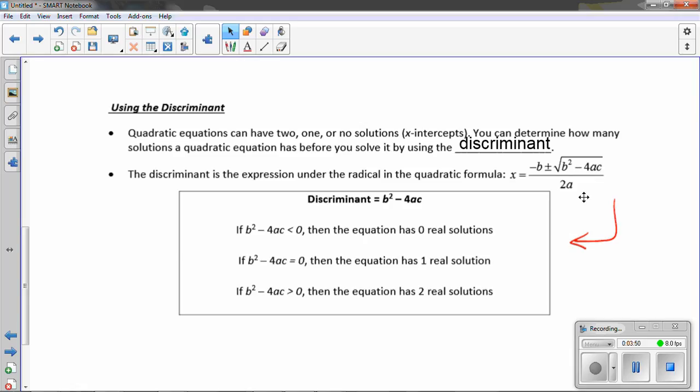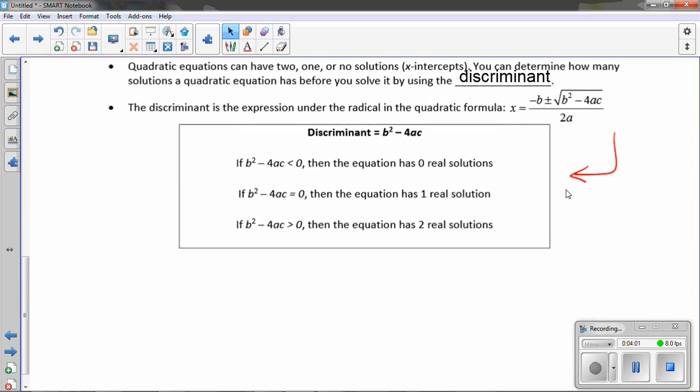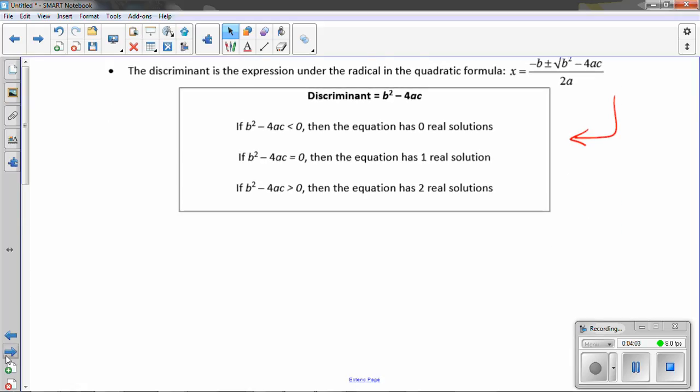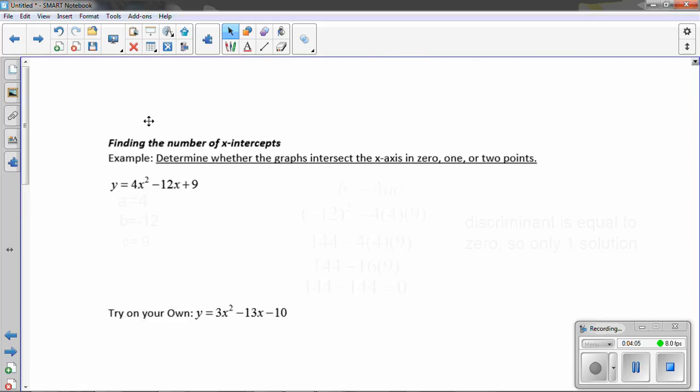Now, if you notice the negative b over 2a, the other part of the formula, that's your line of symmetry. So basically your quadratic formula is made up of your discriminant and your line of symmetry. Okay? And then we'll go ahead and try a couple examples. So finding the number of x-intercepts.